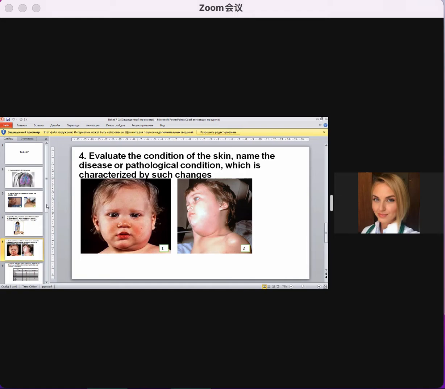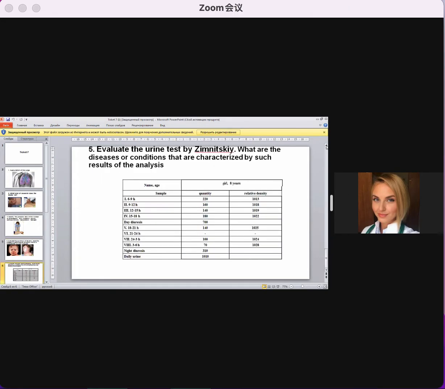One more time, Zelnitsky. This girl is 8 years old, so 600 plus 700, 1,400 should be the normal diuresis. It's less, but it's normal. Remember, it's normal.